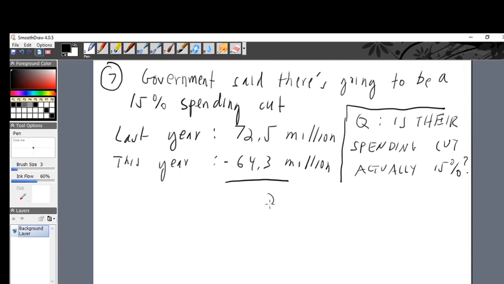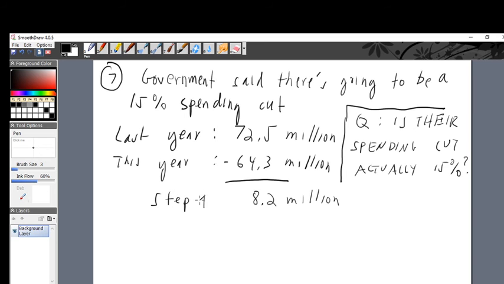5 minus 3 is going to be 2. 12 minus 4 is going to be 8. And 7, we borrowed from the 7, so this becomes a 6. 6 minus 6 is 0. So it's 8.2 million. So they actually spent 8.2 million less this year than last year. But the question still is, is this 15%? Did they actually spend 15% less than 72.5? So that was only step 1.